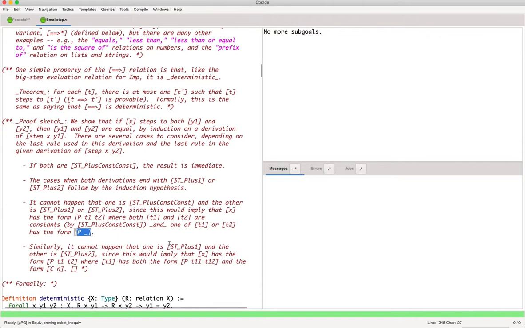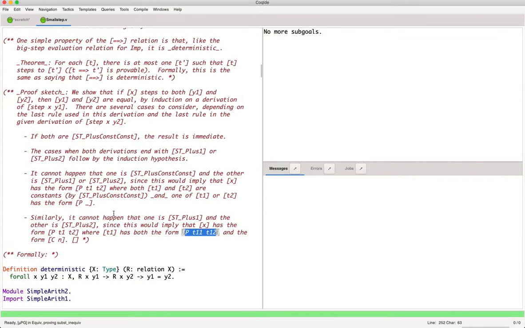Similarly, if one ends with st plus 1 and the other with st plus 2, they can't coexist either, because the st plus 2 case requires that the left child is a constant, and the st plus 1 case requires that it can step, so it has to be a plus. All those combinations mean that you can never get forking in the evaluation for this particular case.